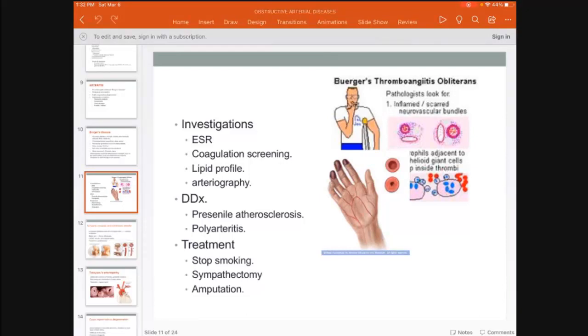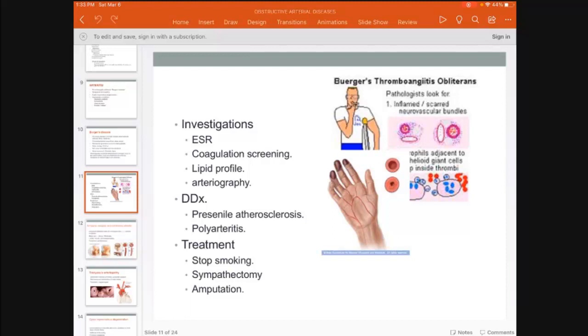To confirm your diagnosis, history should be taken. A male, young age, smoker will be affected more than a non-smoker patient. Also raised ESR, and you should do a coagulation screening and lipid profile. Besides, we can do an angiography. The differential diagnosis of that one may be premature atherosclerosis or polyarteritis.